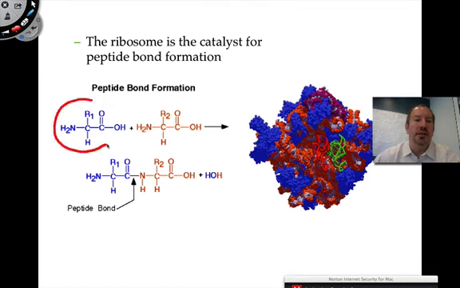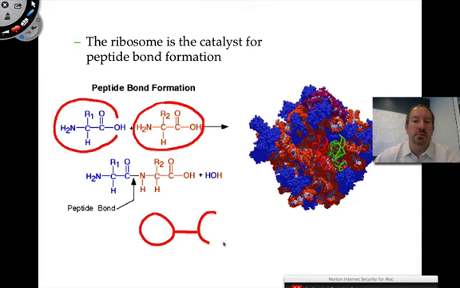This is one amino acid, here's the R group, here's the other amino acid, and when you link two monomers together, you're going to create a dimer. So this is the peptide bond between the two amino acids, and then water is obviously produced every time a peptide bond forms because it's a dehydration synthesis. So the ribosome itself, and this is a crucial point right here, the ribosome itself is the enzyme, the catalyst for the formation of a peptide bond.